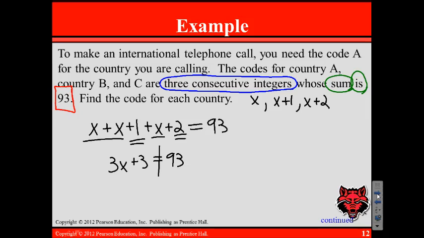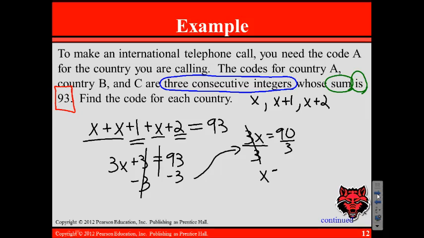On my vertical bar through my equal sign, we subtract 3 from both sides in order to isolate x. The opposite 3's cancel. And this becomes 3x equals 90. We can now divide both sides by 3. And x equals 30. So the first consecutive integer is 30.